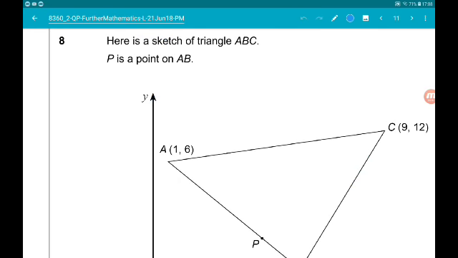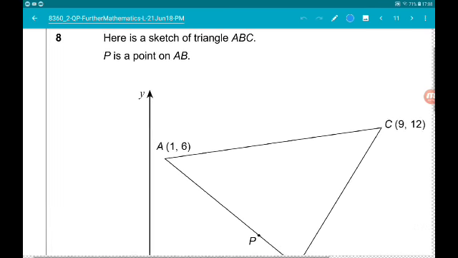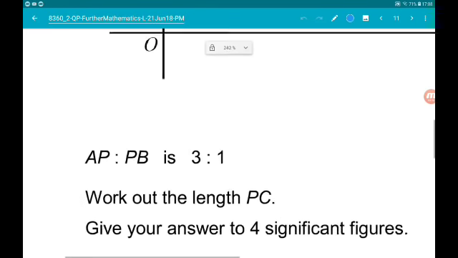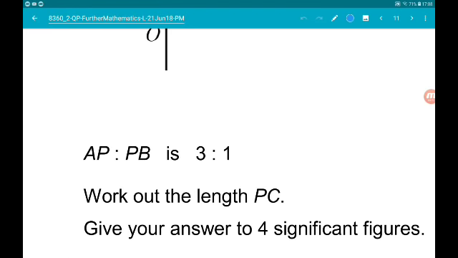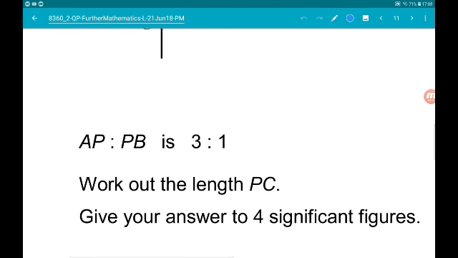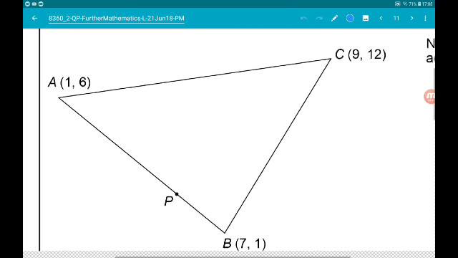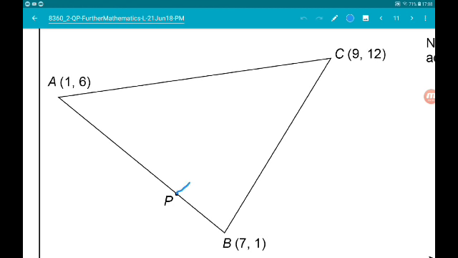So now the fun ones are starting. So we got a sketch of triangle ABC. Point P is a point on the line AB. Now we're told that AP to PB is 3 to 1. We want to work out the length P to C, giving your answer to 4 sig figs. So, what we actually want is the length from P to C. Now, to be able to work that out, we need to know the coordinates of P.